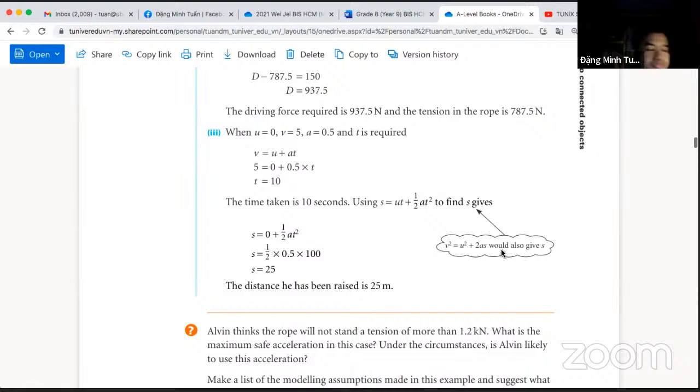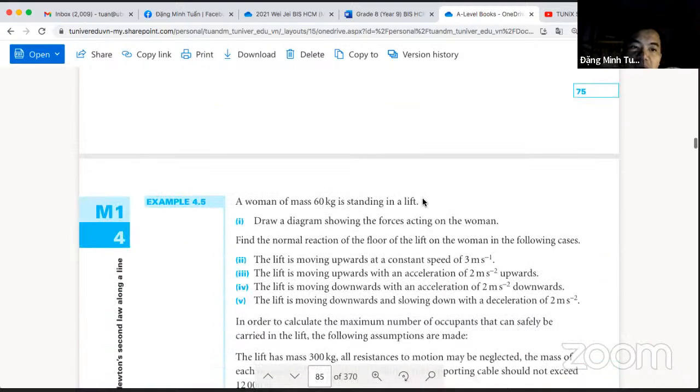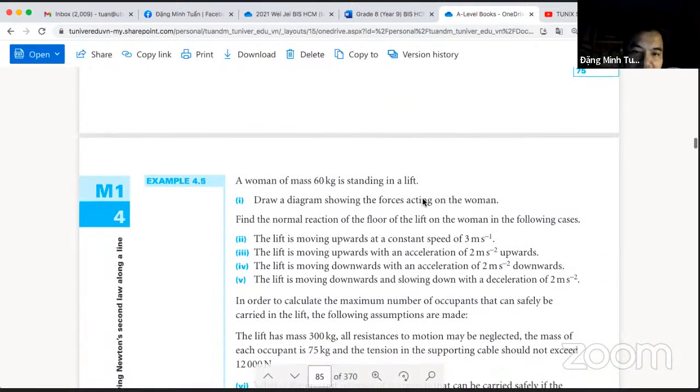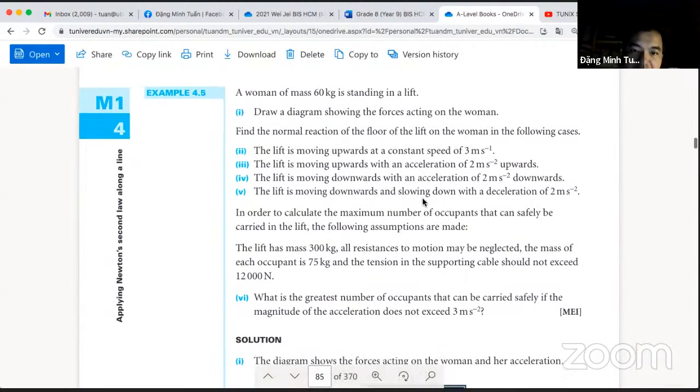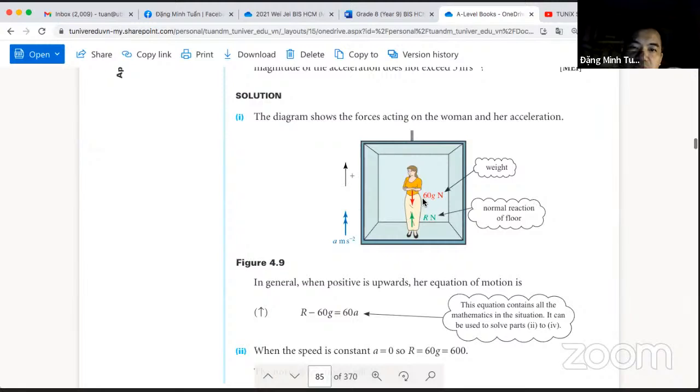Okay, now here you go. Move on to the next one. If you understand this one, you can do everything with example 4.5. Look at this one. I will show you the example.